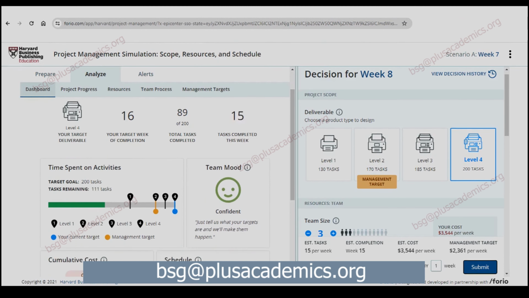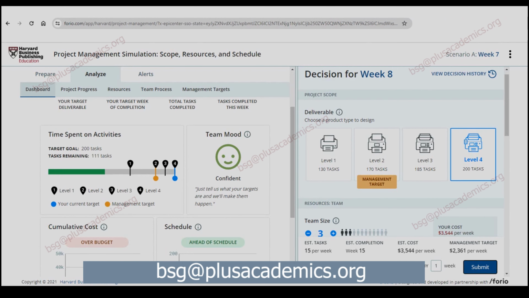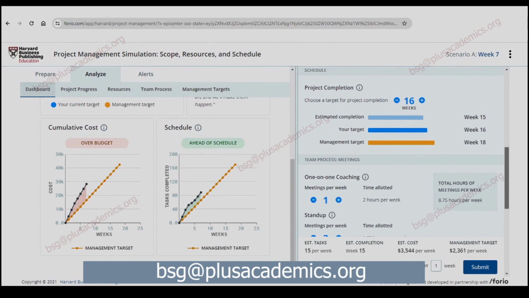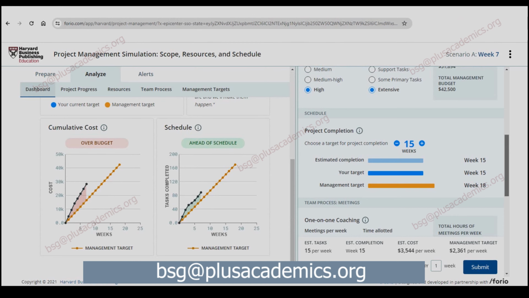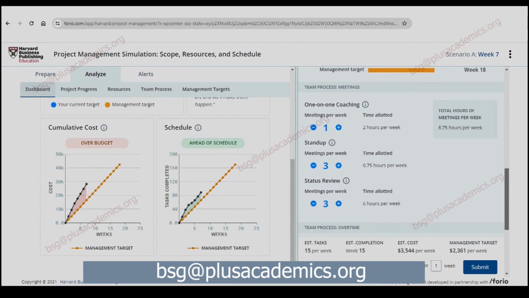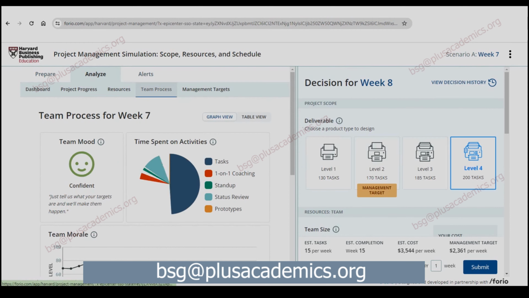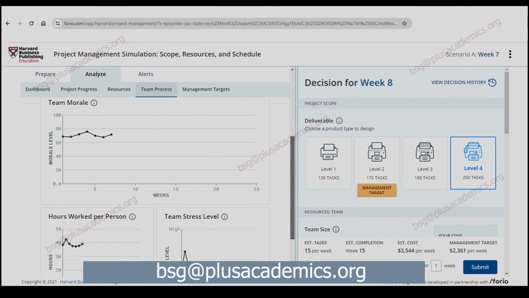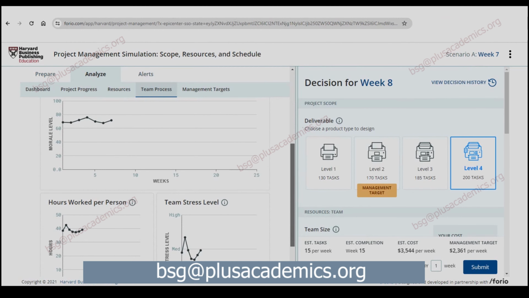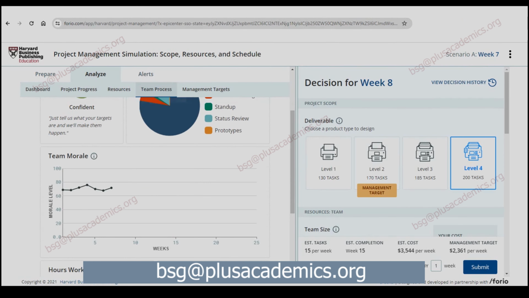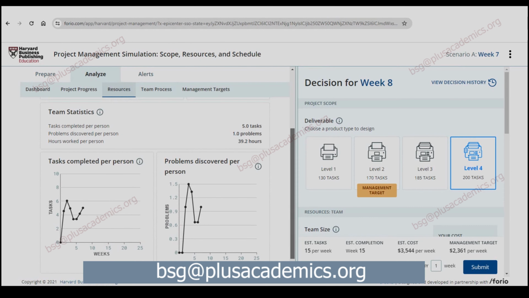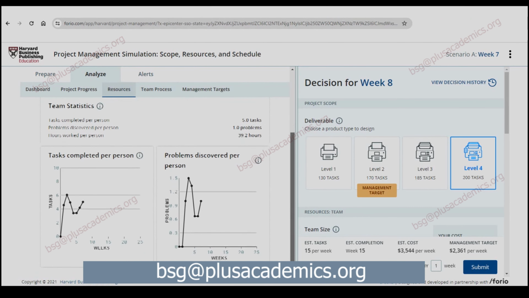And they're saying they are confident, just tell us what your targets are and we'll make them happen. Okay, let us reduce our target to 15, and then let's go to team processes. Morale is increasing, and then you can see team stress level. It was below medium, now it's about to be medium. Okay, resources. You can see problem being discovered per person is increasing, task completed per person is also increasing.